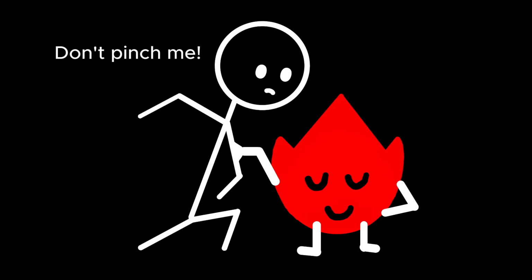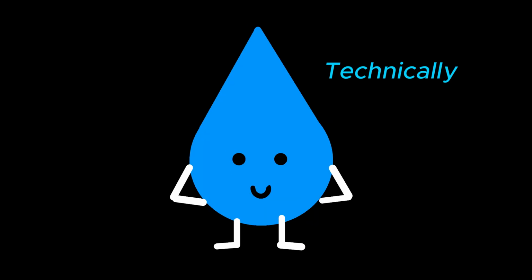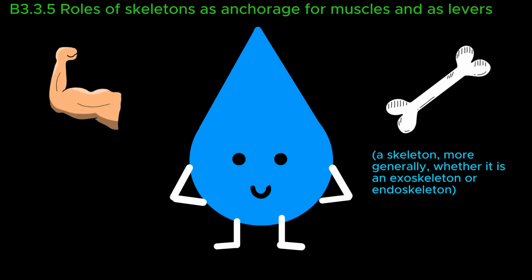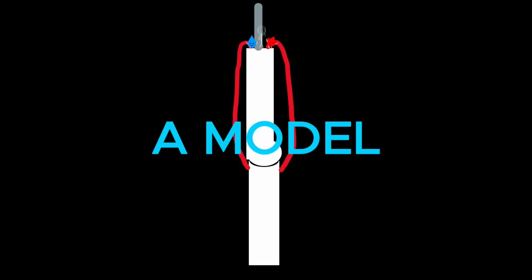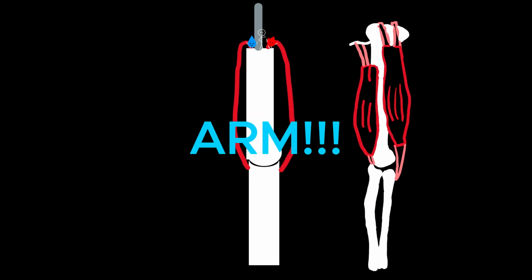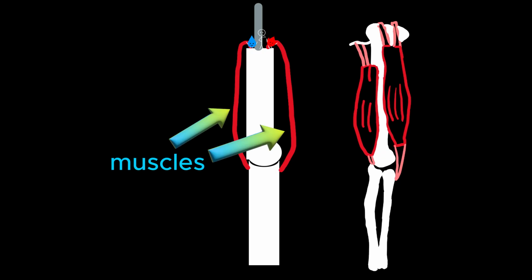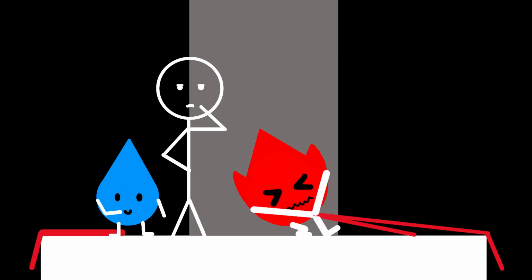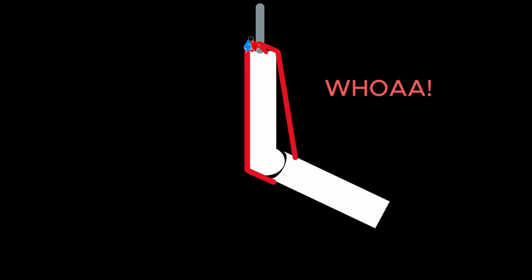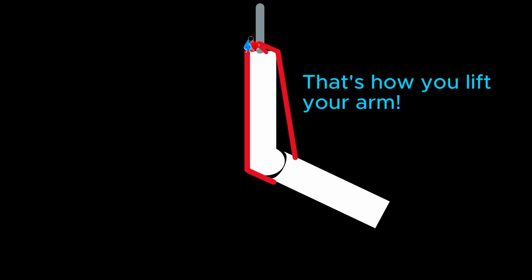Well, you have muscles. Technically, you need muscles and bones. Let's go to the lab. This is a model of a human arm. The blocks mimic your bones and the strings mimic your muscles. Can you pull this? Whoa! That's how you lift your arm.